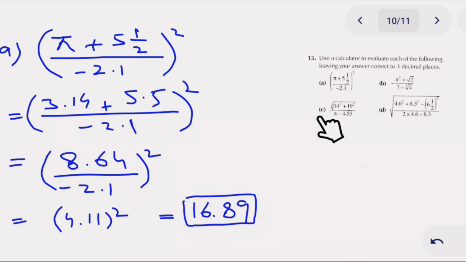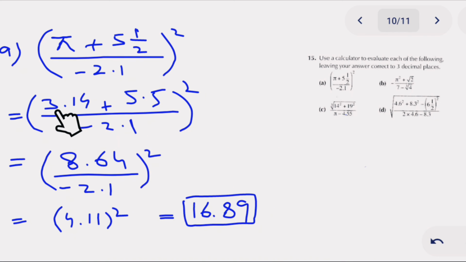In this question, we have to use the calculator to evaluate each of the following, leaving the answer to 3 decimal places or 2 decimal places. You can write as you like, but in this case they have asked us to write to 3 decimal places. So the value of pi is 3.14 plus 5 1 over 2 is 5.5, divided by minus 2.1.